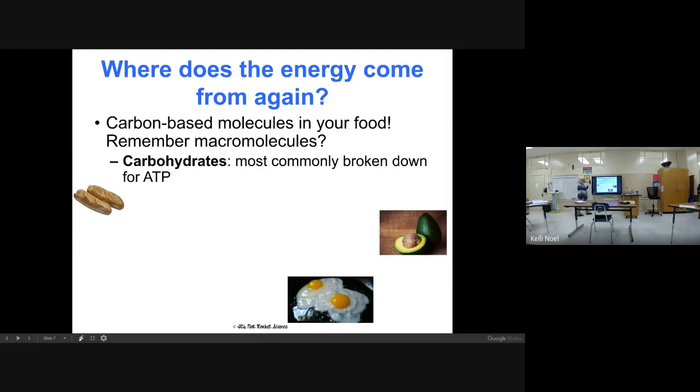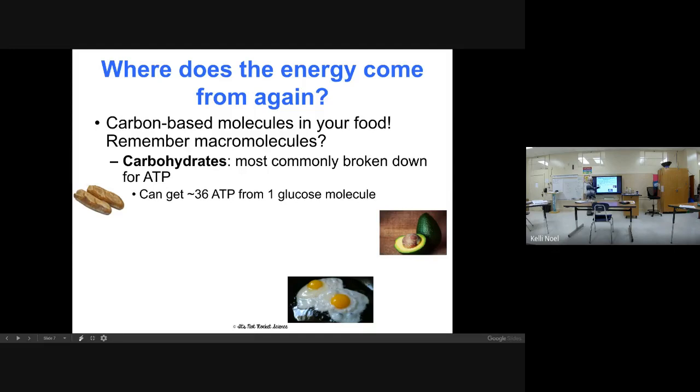Now, each simple sugar molecule can be broken down at some point in this cycle for ATP, but glucose gives us the most. So storing it, it's about 4 calories per milligram.